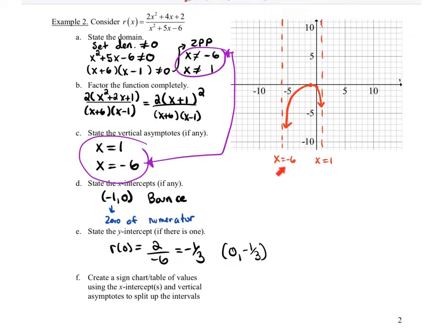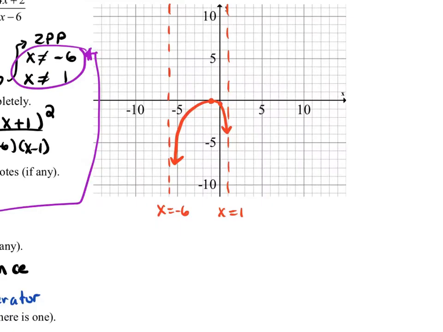From that, we were able to create a very limited portion of the graph. We could create the vertical asymptotes at -6 and 1. We could create the x-intercept and the y-intercept. I want to explain a little bit more about how I know what's going on in this middle portion. At the x-intercept, there was actually an (x + 1) squared in our function if you look at your notes, and that means that the function bounces off the x-intercept. We also had the y-intercept right here at -1/3.